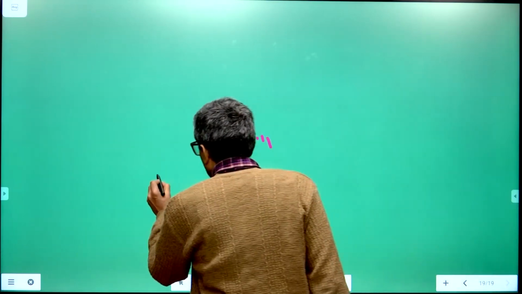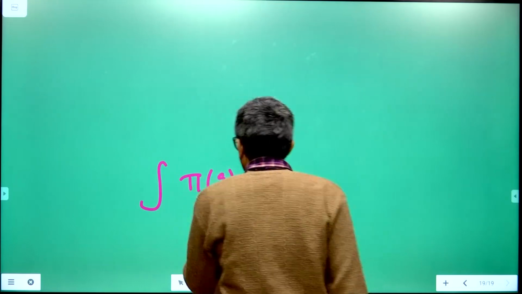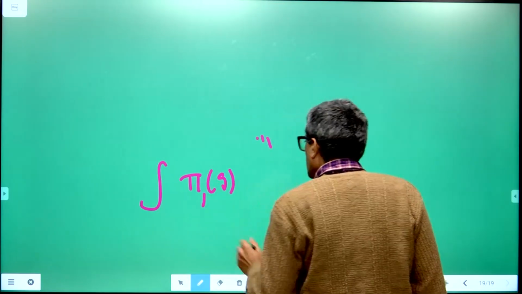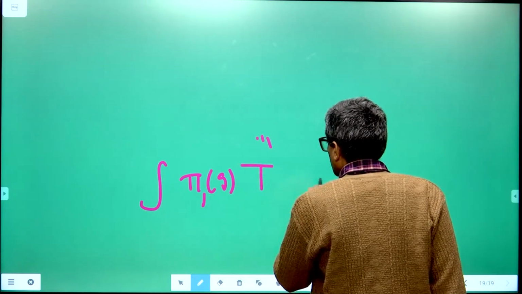So to prove the orthogonality relation of Schur, you simply use the fact: you take pi 1 g and pi 2 g to be two irreducible representations, and let T be any matrix which maps V2 to V1.